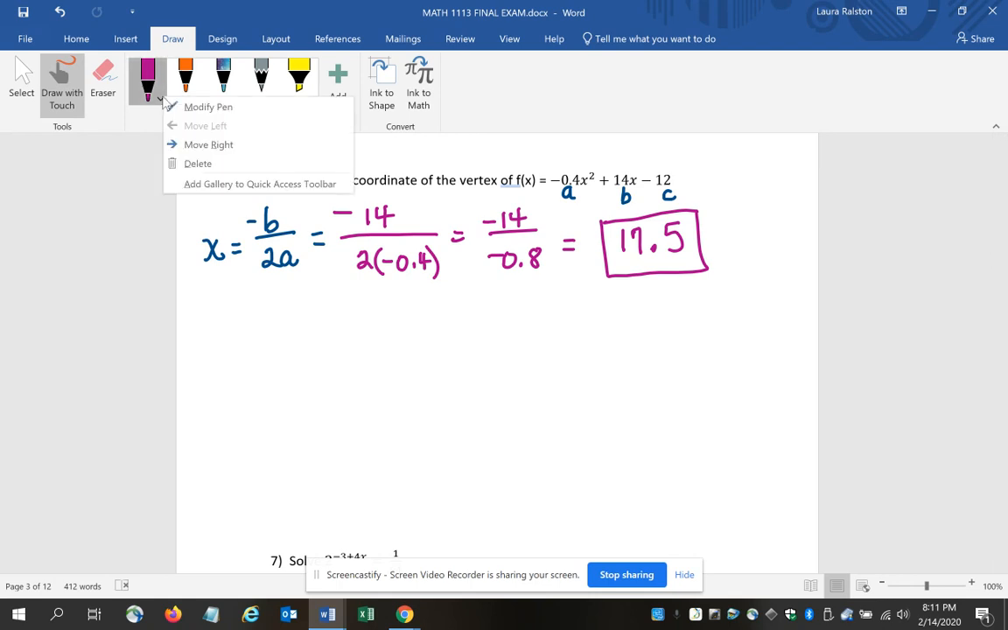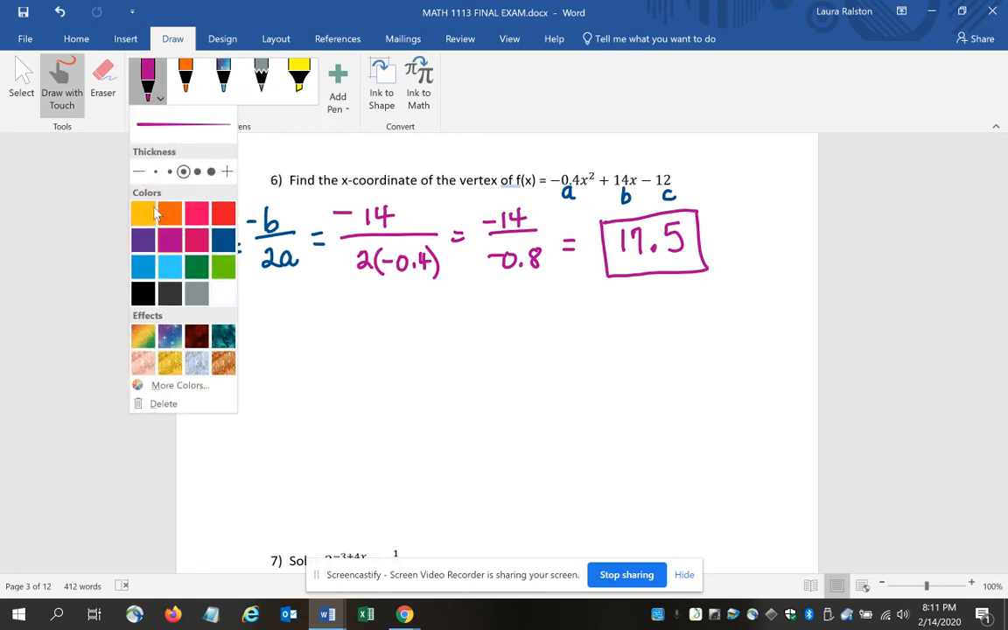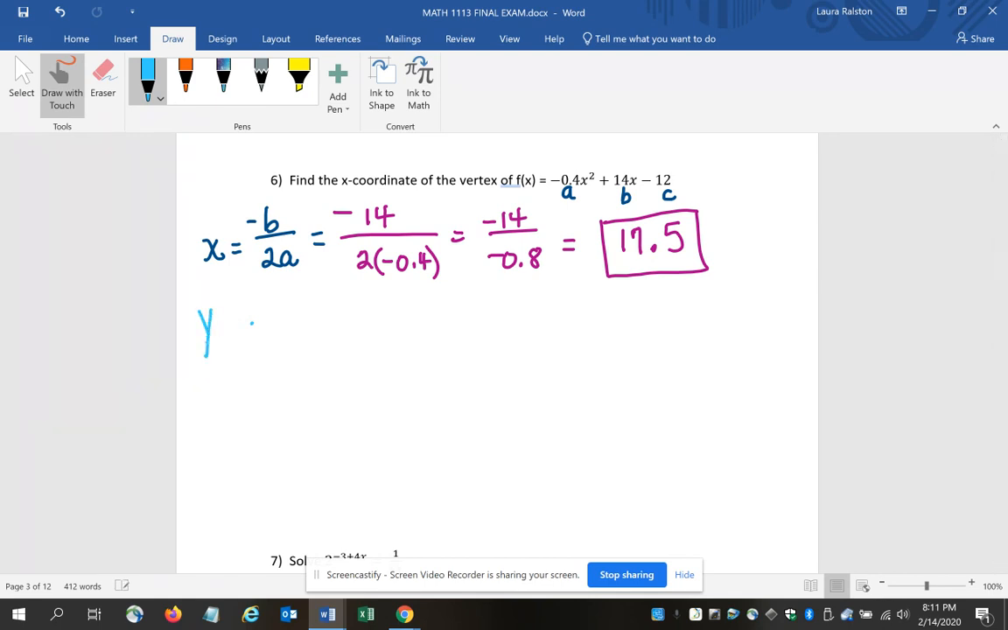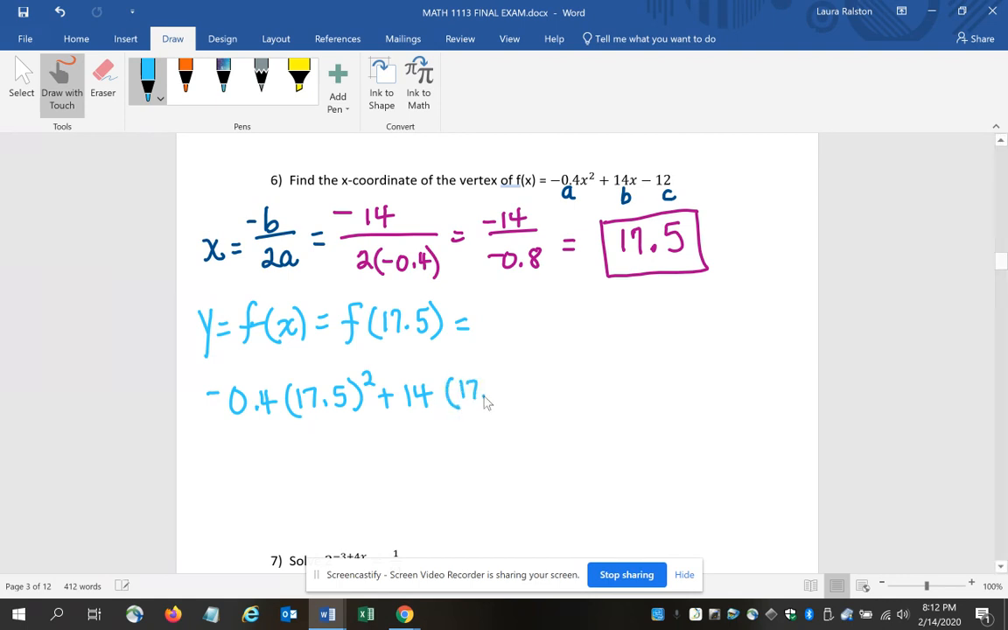I want to go ahead, though, and find the y value of that coordinate, just in case you may be asked that on the final exam. To find the y value, we then substitute the x value, which we found to be 17.5, into the original problem. So I have negative 4/10 times 17.5 squared plus 14 times 17.5 minus 12. And again, it's a basic plug and chug, guys.